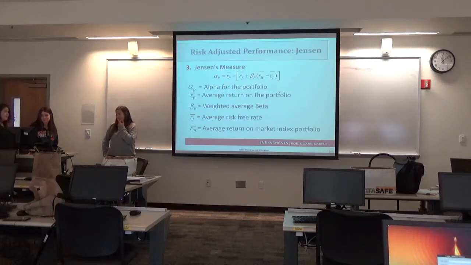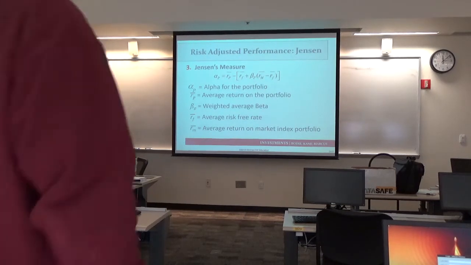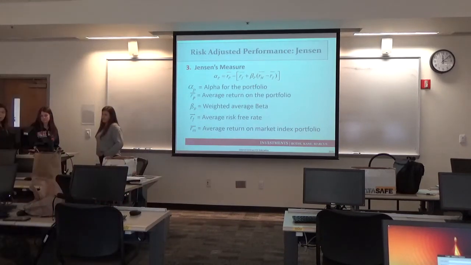This is just to measure. It'll keep outlining what each symbol means. So the alpha P is the alpha for the portfolio, the r P is the average return on the portfolio, the beta P is the portfolio's average beta, the r f equals the average risk-free rate, and the r M equals the average return on the market index portfolio.